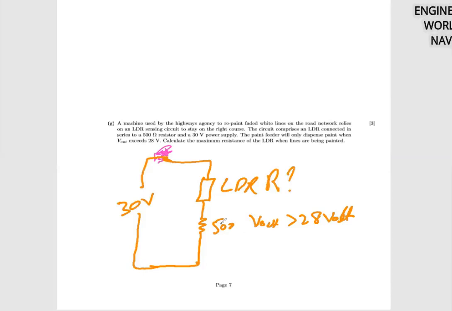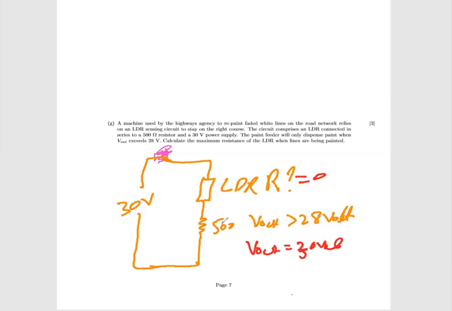So, wait, we just have to do a ratio. 28 over 30. Okay, I will explain it. If Vout is greater than 28, then the painter will get activated. Let's say Vout is equal to 30 volt, then there will be no drop in this resistor. Your R will be equal to zero, that is the minimum resistance. Paint will be activated because all 30 volt drops across this 500 ohm resistor.